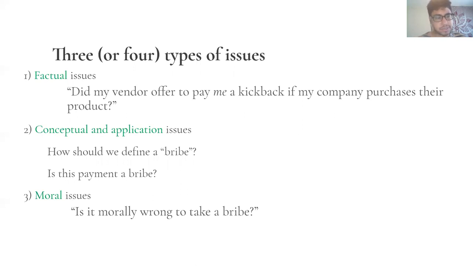The second kind of issue is a conceptual issue, and conceptual issues deal with definitions because concepts, or one way of looking at concepts, is as definitions that we use in our reasoning. So a conceptual issue might involve something like, what's the definition of a bribe? Now, once you have concepts, you have to be able to apply them. So conceptual issues are related to what we'll call application issues, which are questions about whether a concept or a definition applies to something. So we might wonder, what's a bribe in general? Because what we're really wondering is, is this payment right here a bribe?